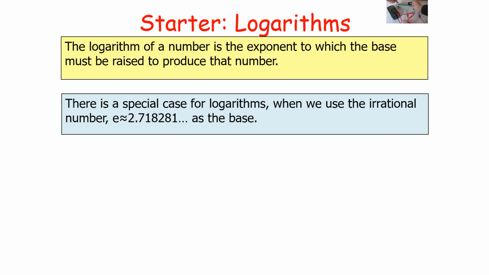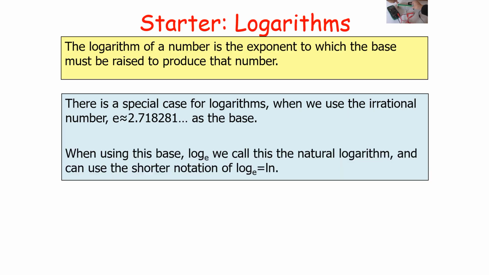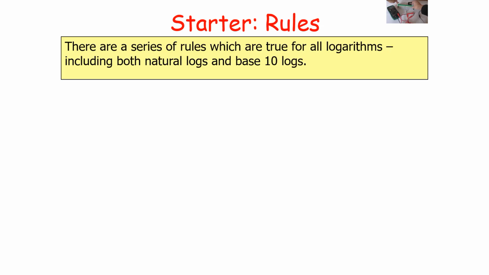Now there's also a special case for logarithms, where we use the irrational number e, which is 2.718281, and it goes on forever, as a base. When we use this base, we call it log e, which we then call the natural logarithm, and we use the shorter notation of ln. Now there are a series of rules which are true for all logarithms, including ln, or the natural log, and base 10 logs as well, or just log.